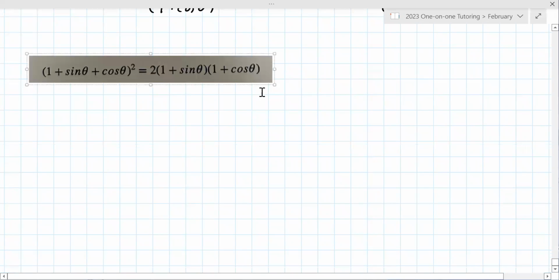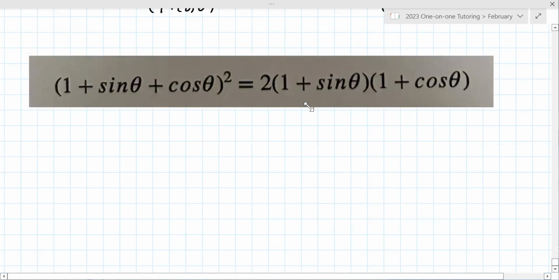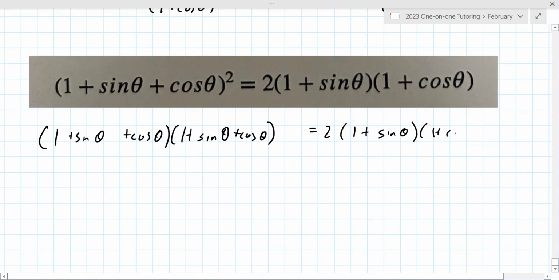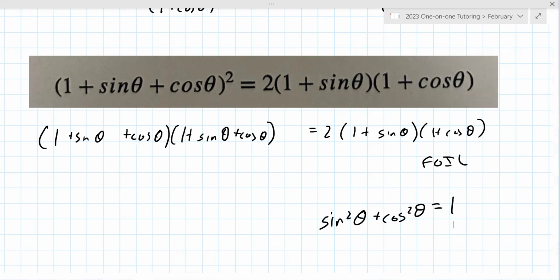I think this one may be the easiest, most intuitive here. You're going to multiply the left and multiply the right. You're going to FOIL this. You're going to use at some point the fact that sine squared theta plus cosine squared theta equals 1 to see some things cancel, but you're going to work on both sides, multiply, and you'll get it.